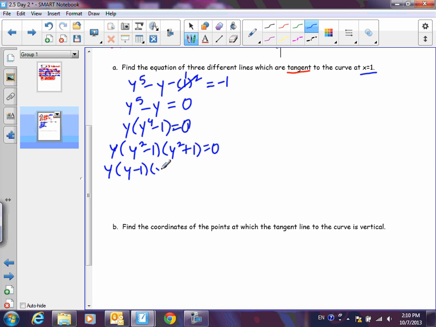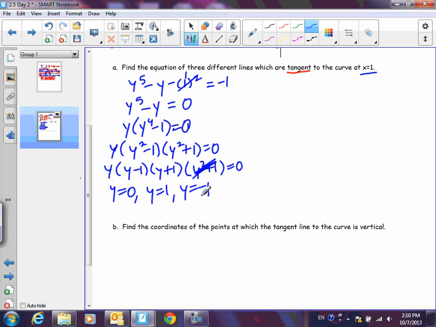Y minus 1, y plus 1, although y squared plus 1 does not simplify, and it's actually going to be totally useless in this problem, because when you set y squared plus 1 equal to 0, you end up trying to take square root of a negative, so there's no good solutions. But I have 3 good ones right here. I have y equals 0, I have y equals 1, and I have y equals negative 1.